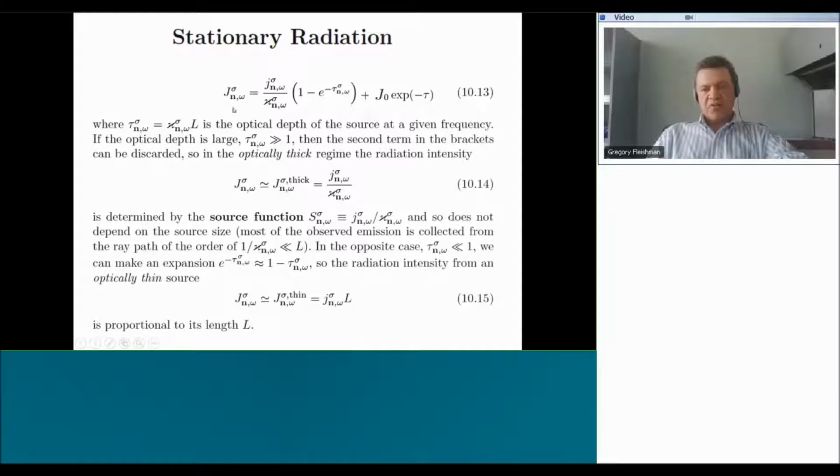In this case, the radiation intensity is defined just by the ratio of emissivity to absorption coefficient, and this combination is called the source function. In the other regime, when tau is small, this combination can be expanded in a series, and in this case, the emission is optically thin. We can replace it by approximately this equation, and as a result, in the optically thin regime, the radiation intensity is proportional to emissivity and length of the source. So these are definitions which also will be needed for further work and further understanding.